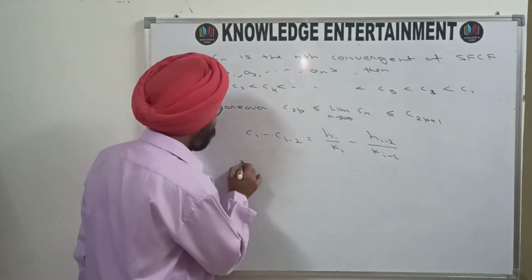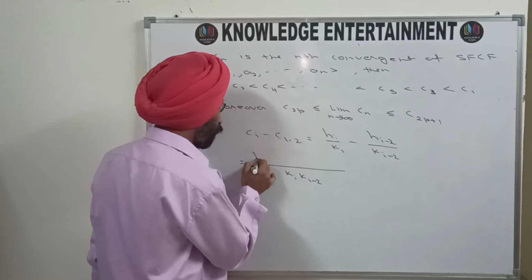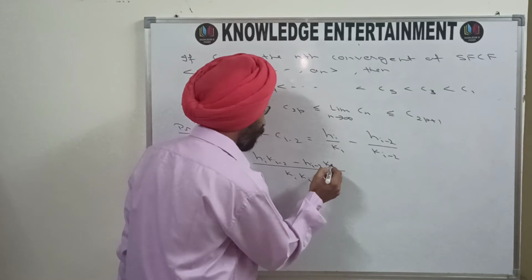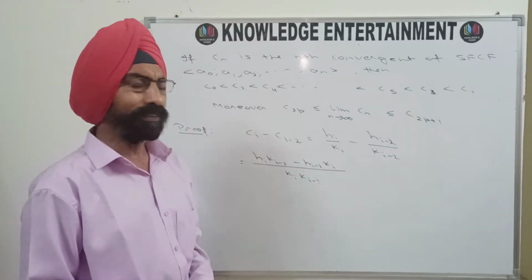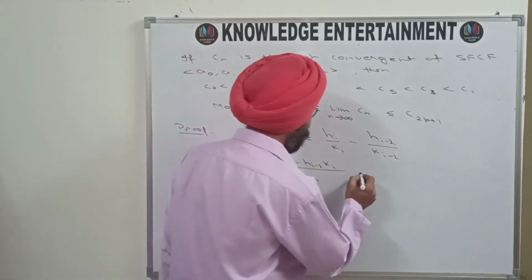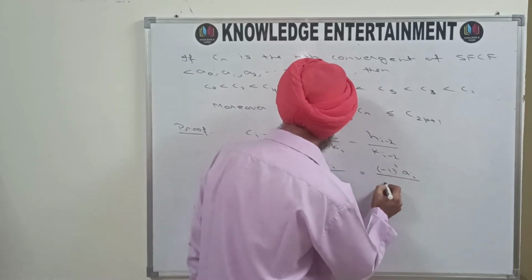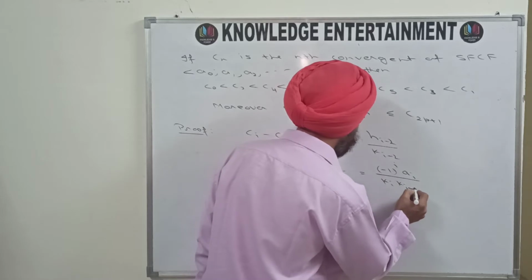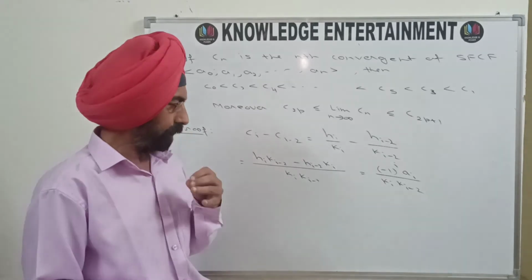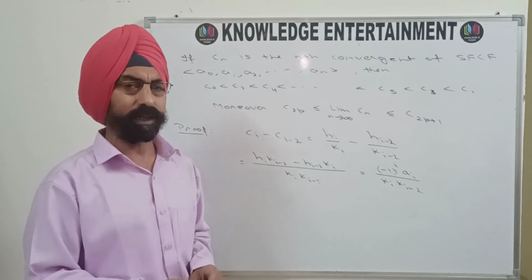Now, taking LCM, you will get Ki Ki minus 2 in the denominator, and here you will get Hi Ki minus 2 minus Hi minus 2 into Ki. And in the previous video, you have seen that the value of this numerator is minus 1 raised to the power i, ai. So it is minus 1 raised to the power i, ai divided by Ki Ki minus 2. Now we'll take the case separately, that means for the even convergents and for the odd convergents.